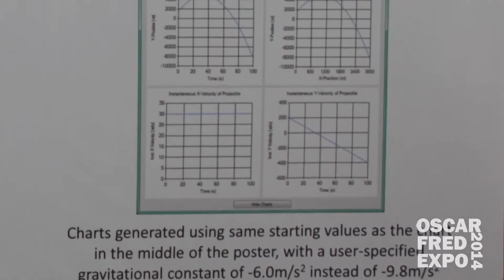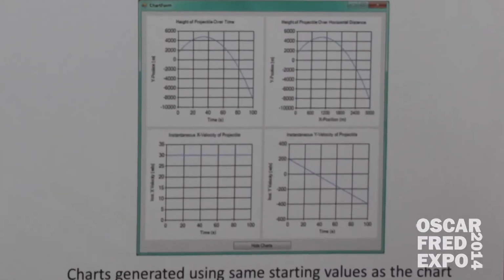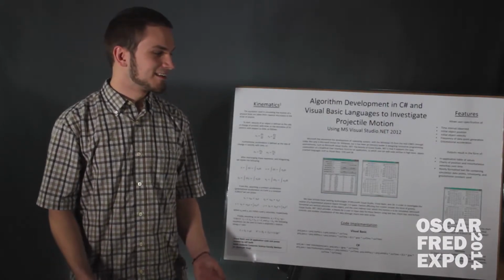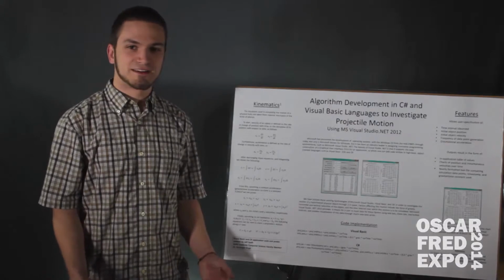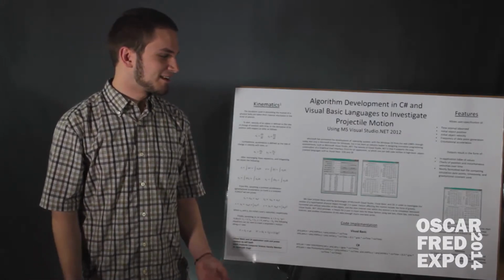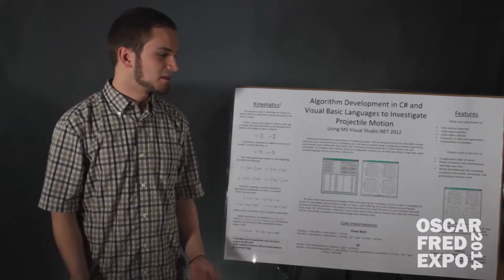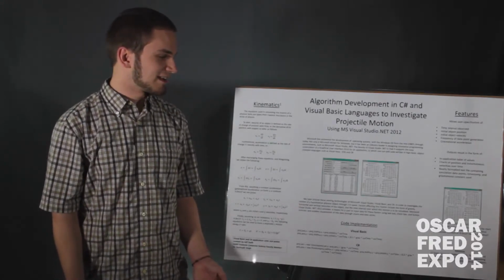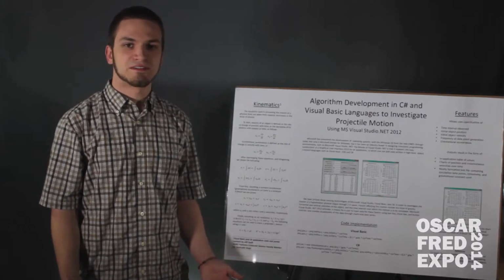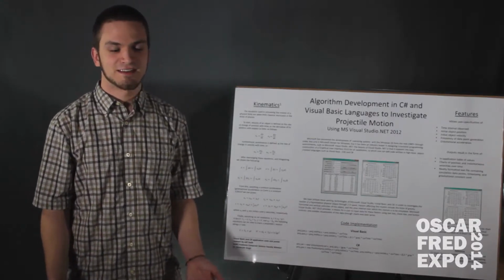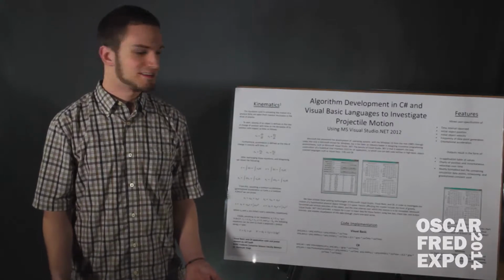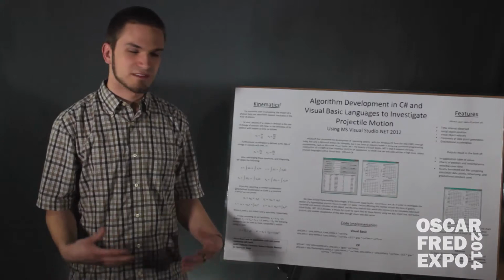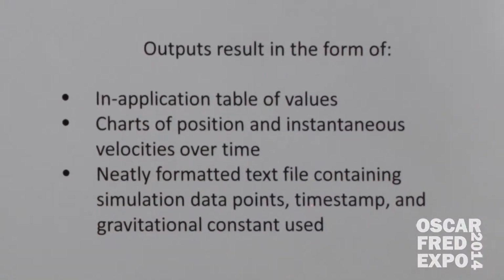So what we find is that the gravitational acceleration directly affects all this data, and it's quite different when you introduce different gravity. It's the same sort of arc of motion, but you have different slopes, different values, and it's capable of outputting these in the form of charts, text files, and in the form of the in-application list of all these values.